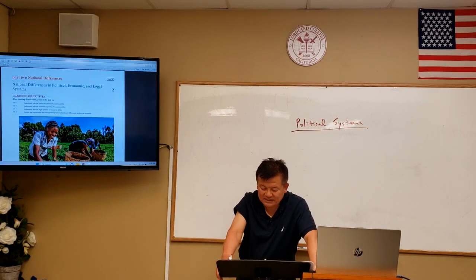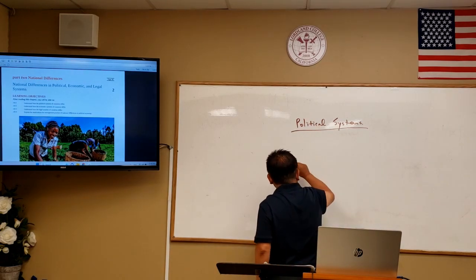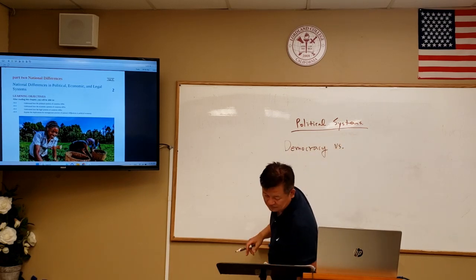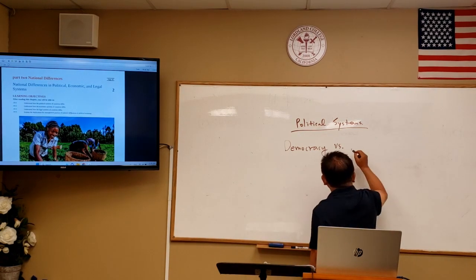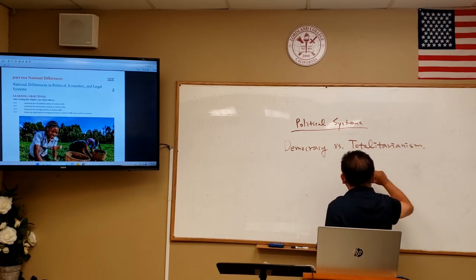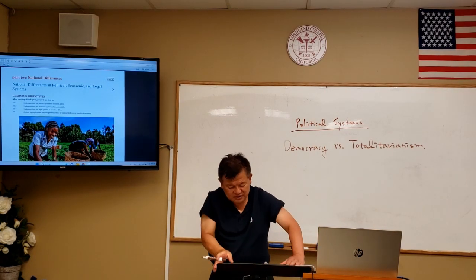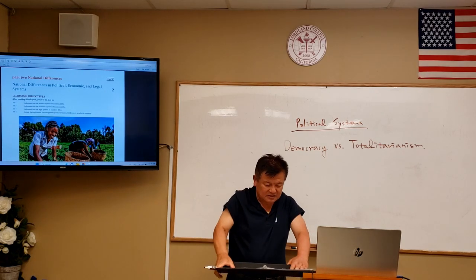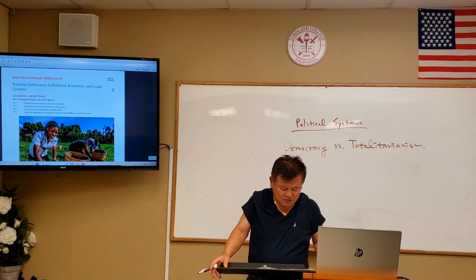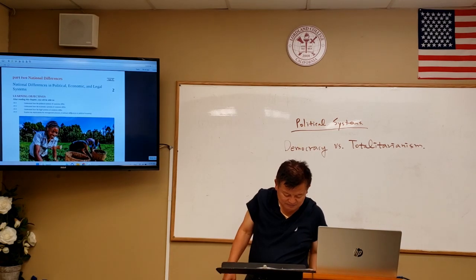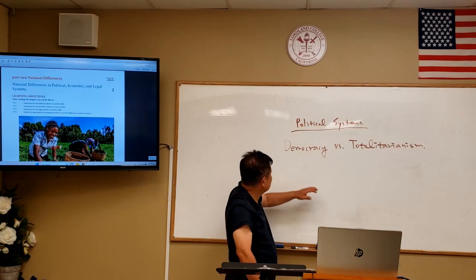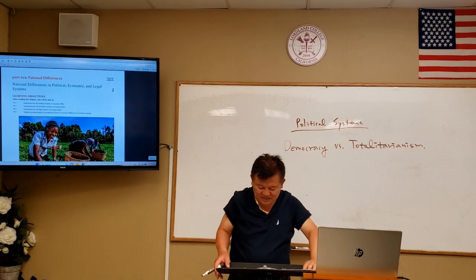And next, democracy versus totalitarianism. Let me introduce democracy versus totalitarianism. This is a kind of political system. Okay, so we reviewed the political systems first: collectivism versus individualism, collectivism, socialism, and individualism. And at this time, we think about democracy and totalitarianism.